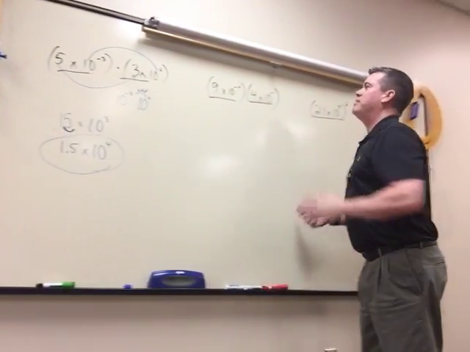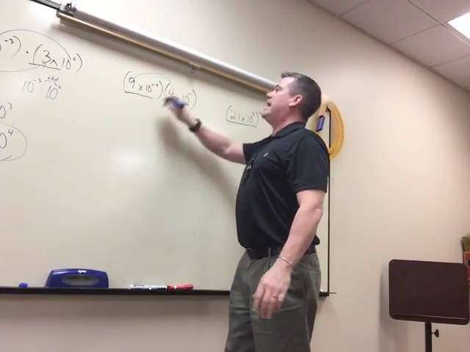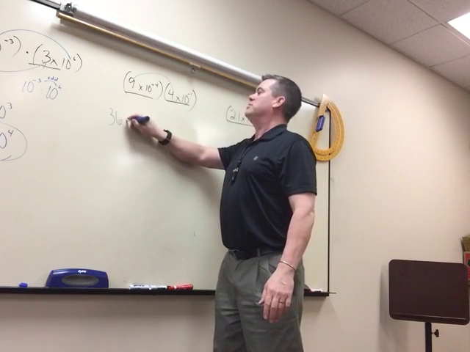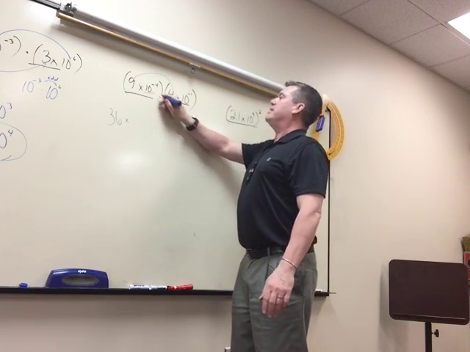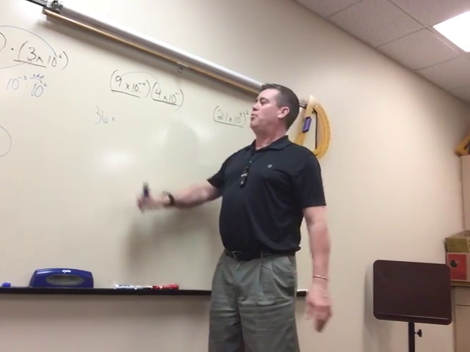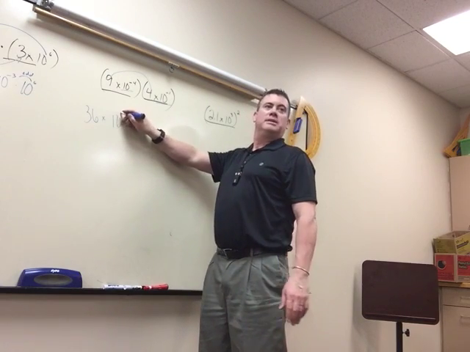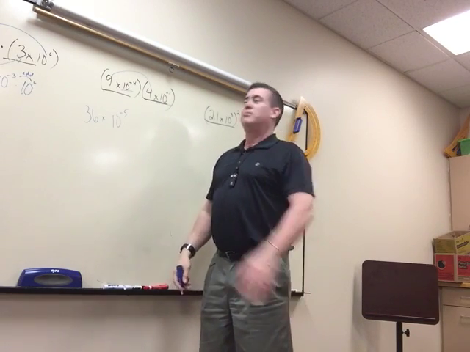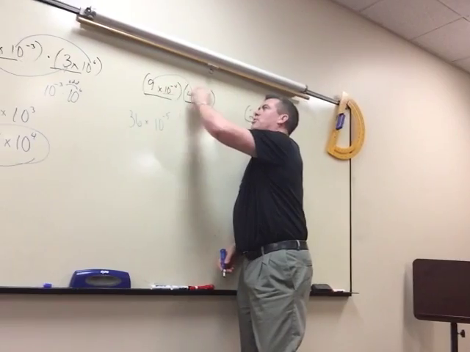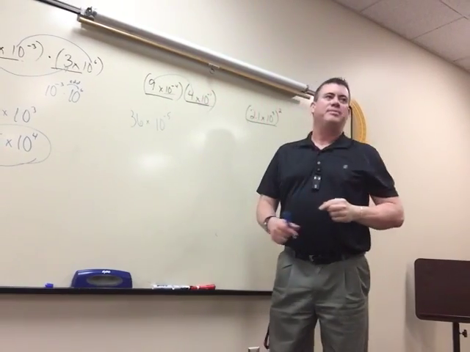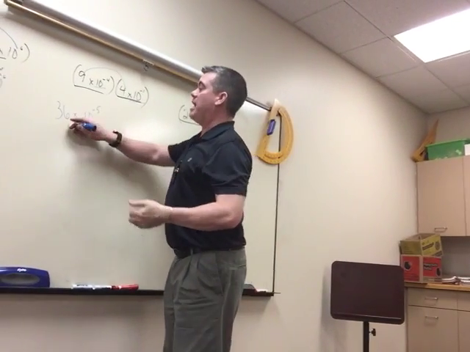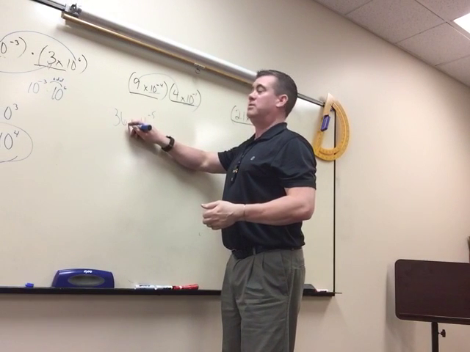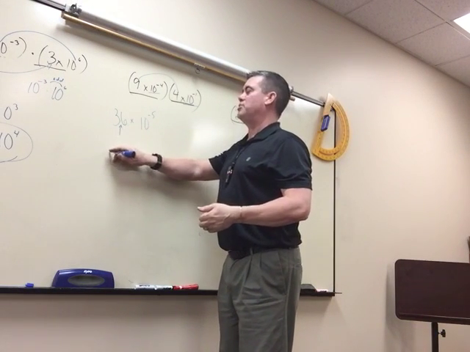If it's this one, we just take 9 times 4 is 36. 10 to the negative fourth times 10 to the negative 1 makes 10 to the negative fifth. Remember, you add the exponents. Negative 4 plus negative 1 is negative 5. So now this one, the decimal is here. It's supposed to go there, so you rewrite it.